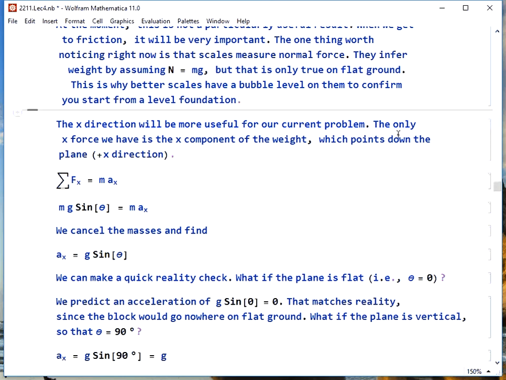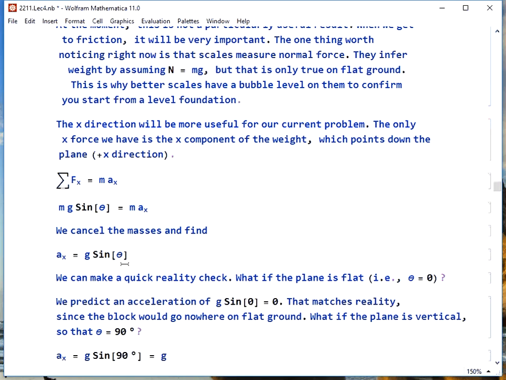The x direction is a little bit more interesting for what we're doing in this case, and the only thing we have is the x component of the weight, and that points down the plane. So we have mg sine theta equals max. We cancel the masses and we get the acceleration along the plane is g sine theta.